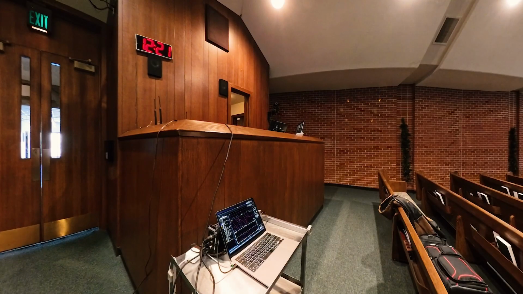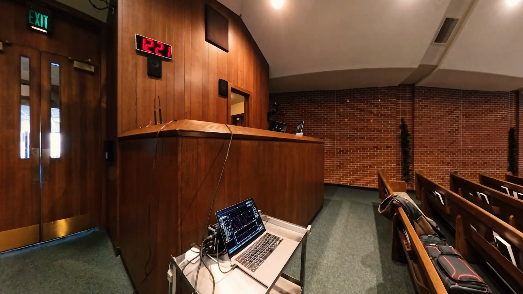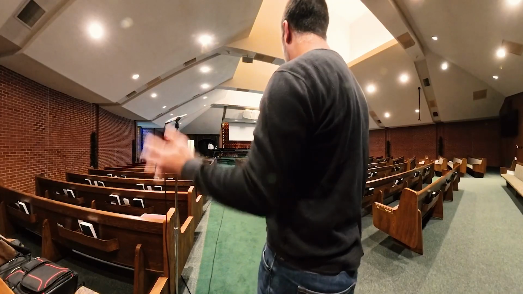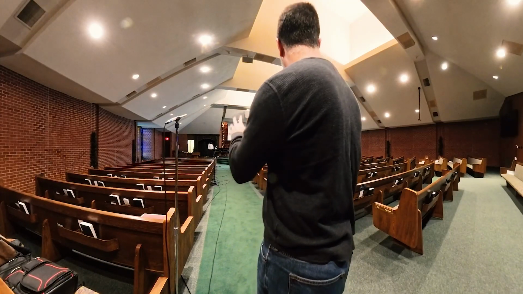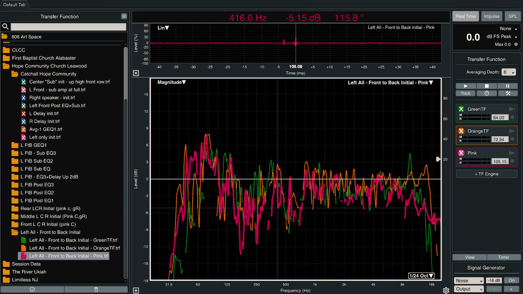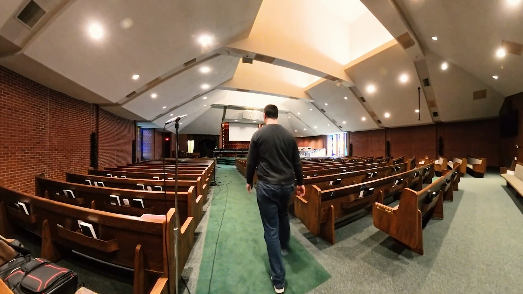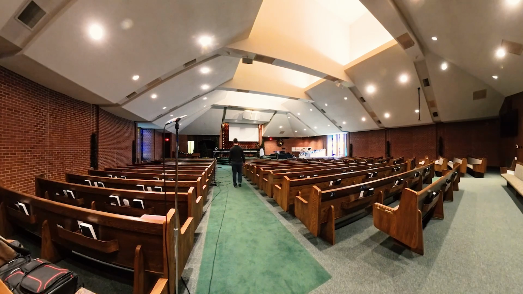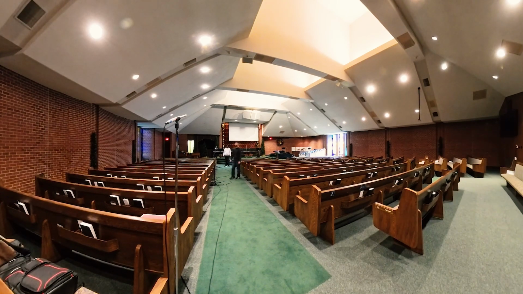All right, so now we're taking measurements at that front position, middle, and then in the back here. So then we can see kind of if it drops off anywhere back here, if there's enough from the delays, all that kind of stuff. Okay, so front to back looks good. Let's see what we're like side to side. So we can go, well, let me see how far forward I can get this mic.